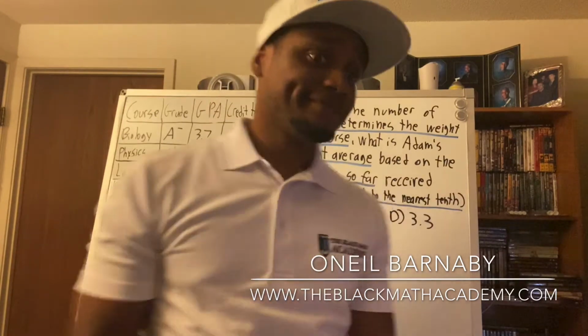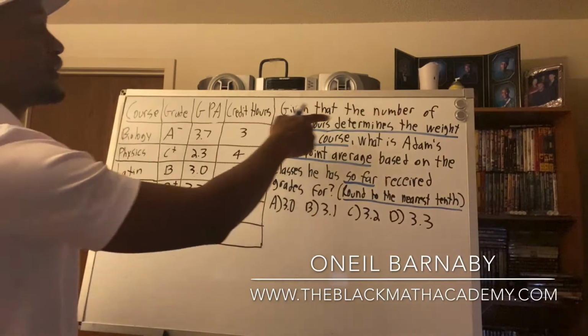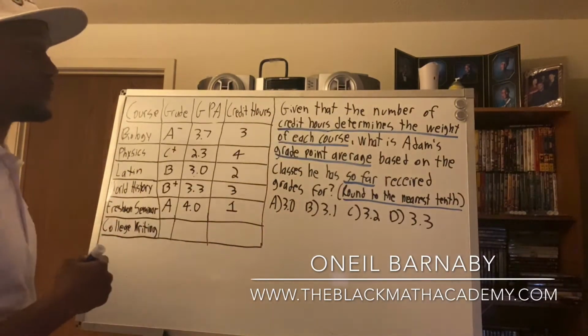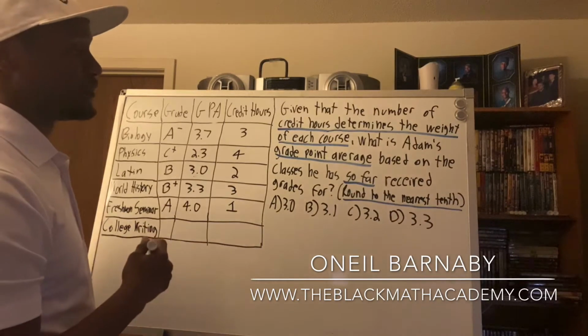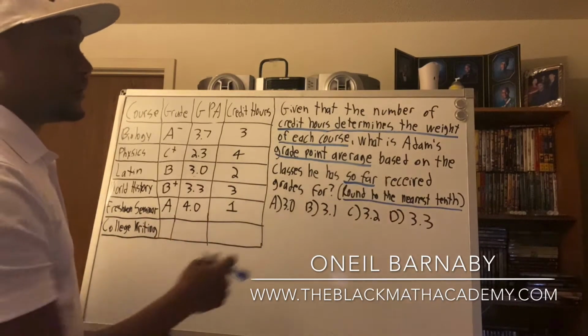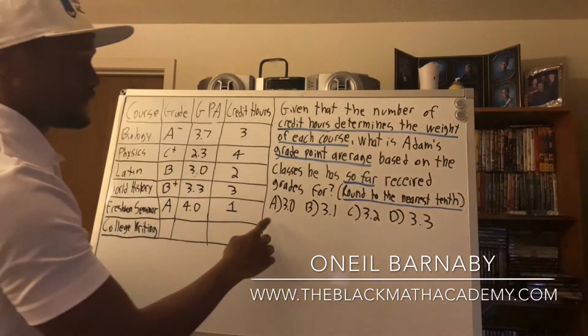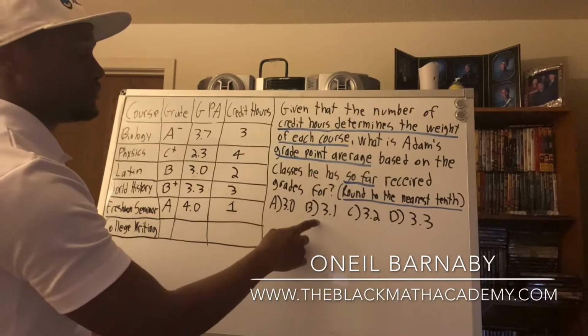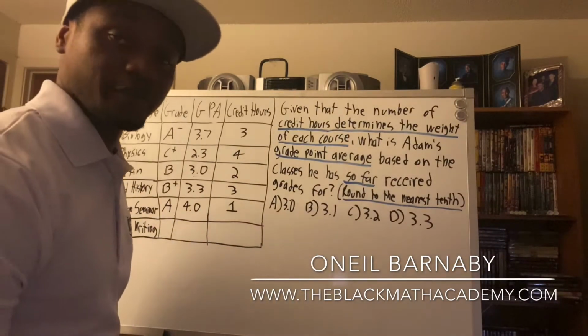The question reads, given that the number of credit hours determines the weight of each course, what is Adam's grade point average based on the classes he has so far received grades for? In parentheses, it says round to the nearest tenth. Our choices are A 3.0, B 3.1, C 3.2, or D 3.3.